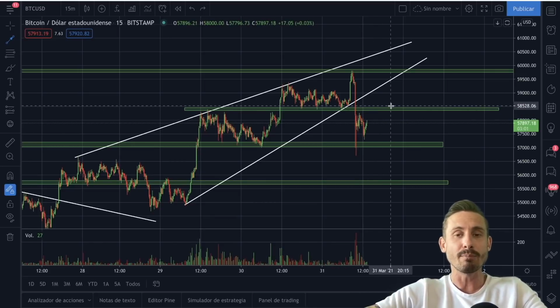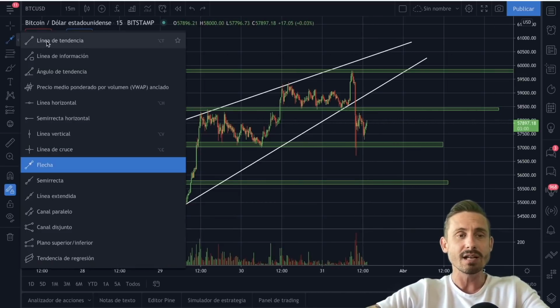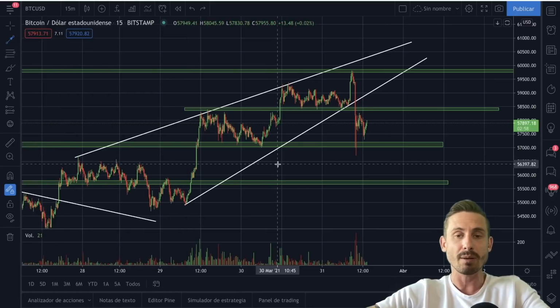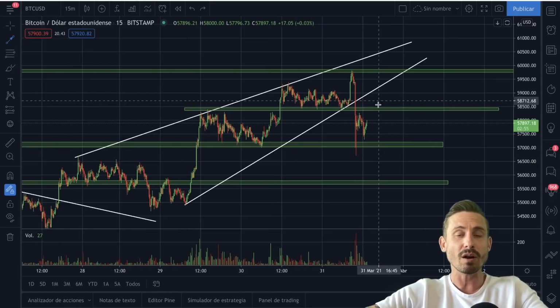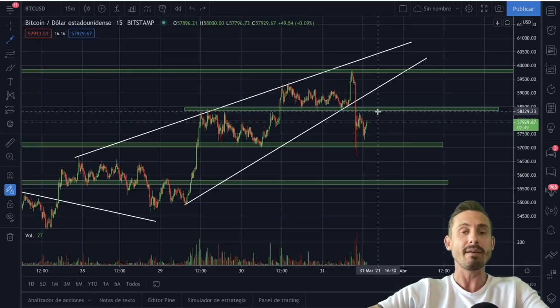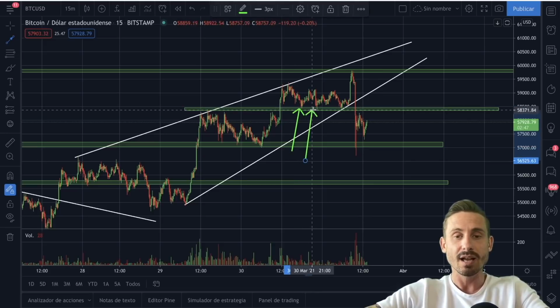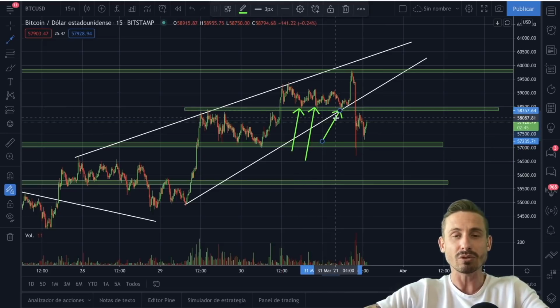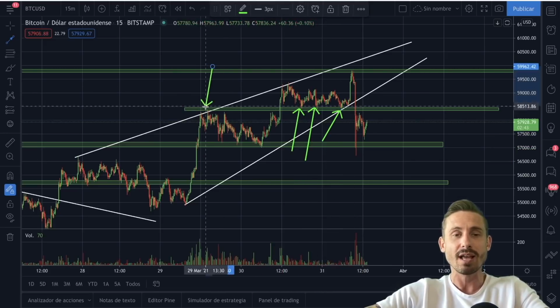So now getting above this resistance area is going to be very hard, in my opinion, unless we see a huge amount of volume breaking this resistance area at the $58,400 range. It is going to be very hard, okay? As you can see, it has been a major support area. Now it's going to turn into resistance right over here.